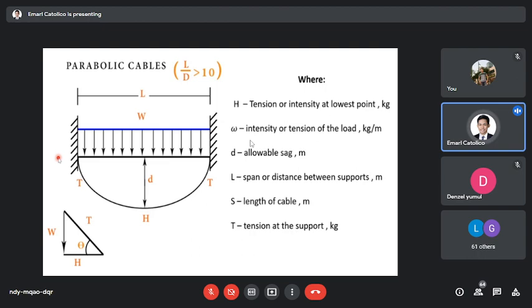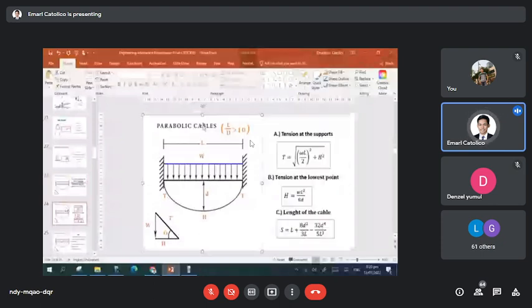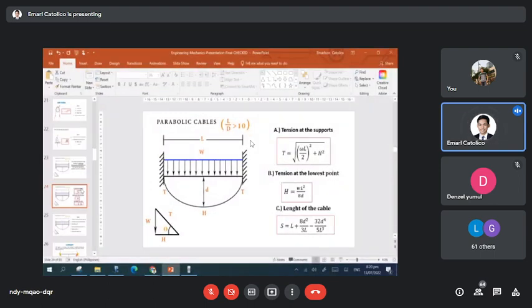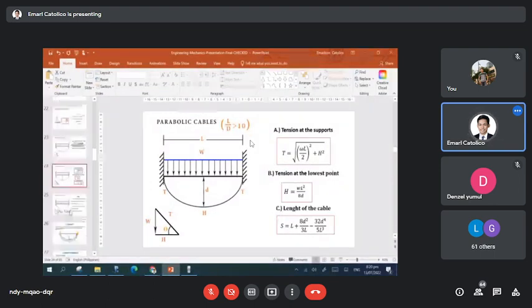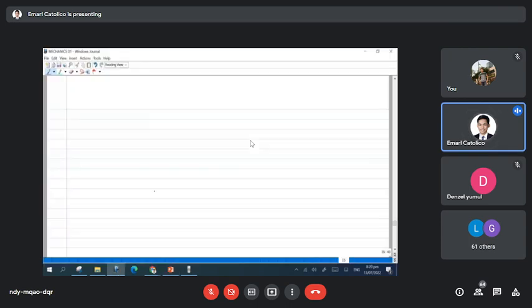Try natin mag-solve ng sample problem. So mostly dito, direct sub lang naman eh. Basta kailangan sure ka na ang formula na gagamitin mo is either parabolic or catenary. Kasi kung ang kailangan pala sa problem is parabolic, pero catenary ang ginamit mo na formula, mamamali at mamamali ka. Pero mostly, problem dito sa mga cable is direct sub lang. Try natin yung number 21.